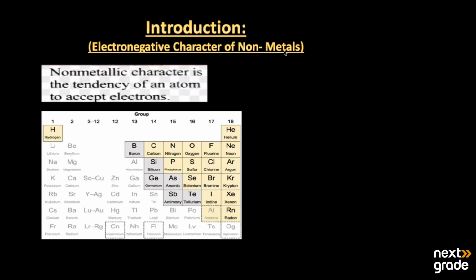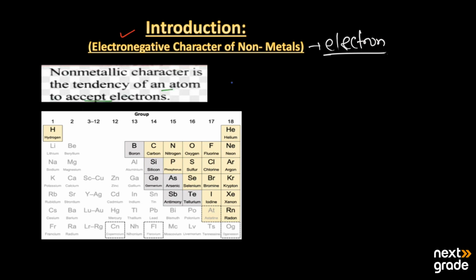So here we will discuss the non-metallic character or the electronegative character of the non-metals. Basically, when we talk about the electronegative character, it simply comprises the tendency to gain electrons. So non-metallic character is the tendency of an atom to accept electrons.